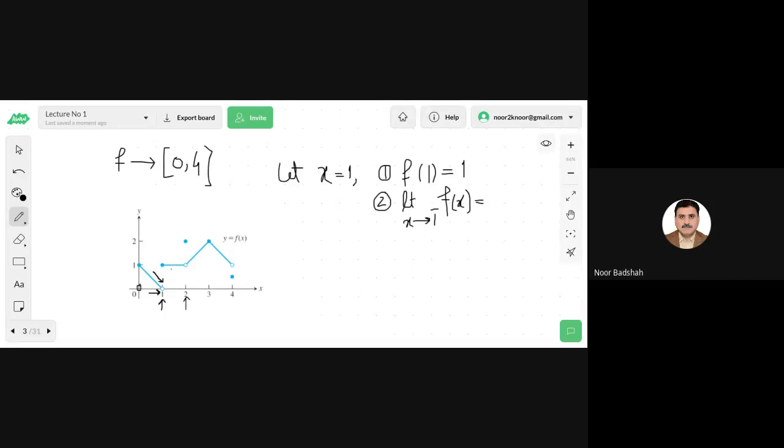That is 1. Some students make a mistake. They say, okay, it is coming to this point, but when it gets to 1, does it jump here? No. In case of limit, we are checking the behavior of the graph near that point. हम उस पॉइंट के करीब देख रहे होते हैं कि उस पॉइंट के करीब क्या हो रहा है, हम एग्जैक्टली उस पॉइंट पे नहीं देखते.